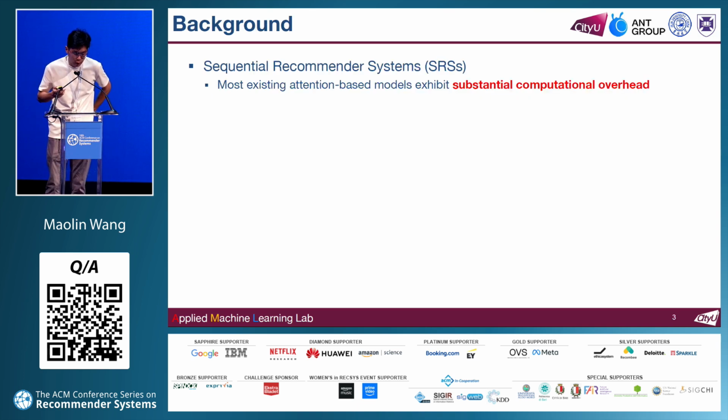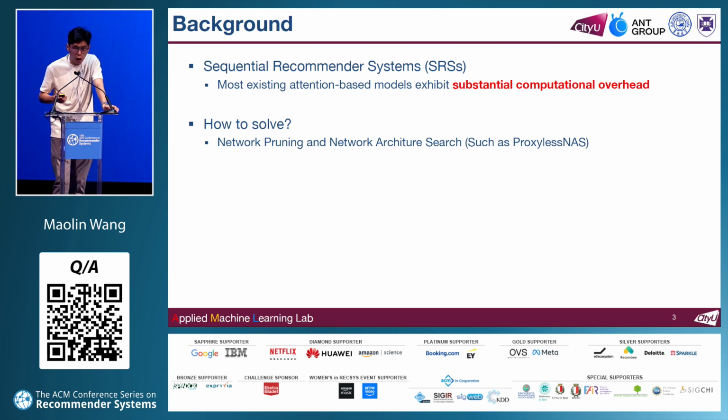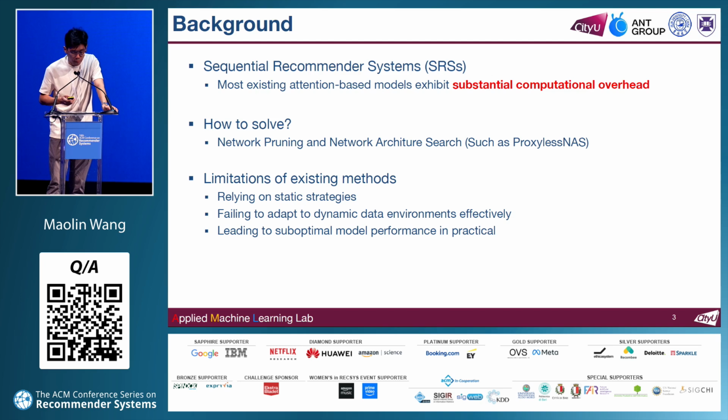So in sequential recommender systems, most existing attention-based models exhibit substantial computation overhead. How to solve this problem? There are 2 different directions. The first one is network pruning, and the other is network architecture search. But existing methods have some limitations. First, they rely on static strategies, and second, they fail to adapt to dynamic data environments. And the last one, they always lead to suboptimal model performance in practice.